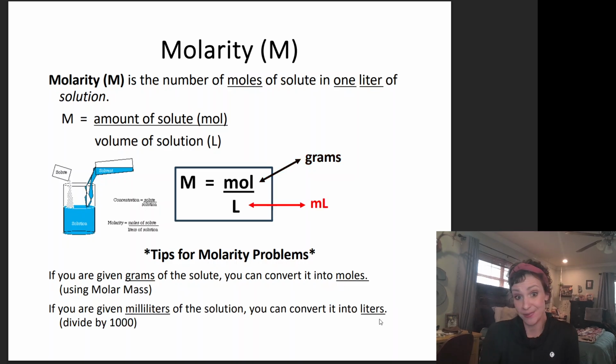Another thing I can maybe throw at you is, instead of giving you the liters of this solution, I could give you milliliters. That's probably even more common when we talk about solution chemistry, to get it in milliliters. But that is straight metric. Going from milliliters to liters, all you have to do is divide by 1,000.